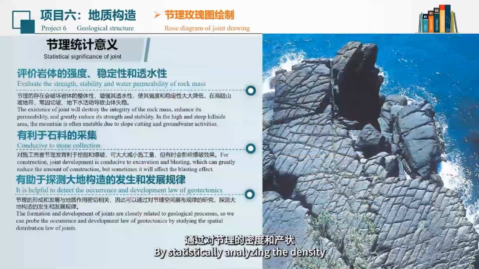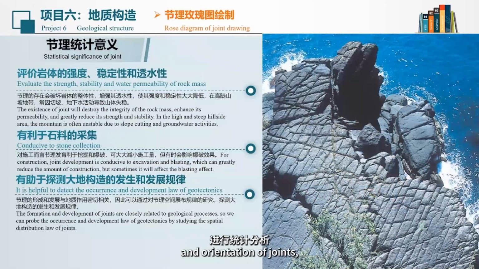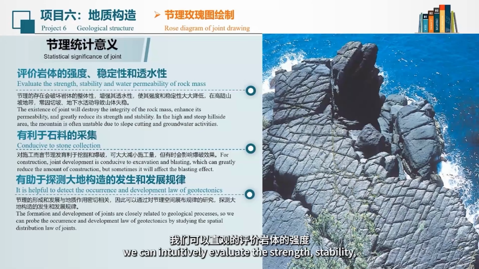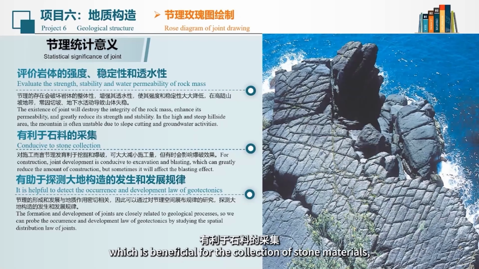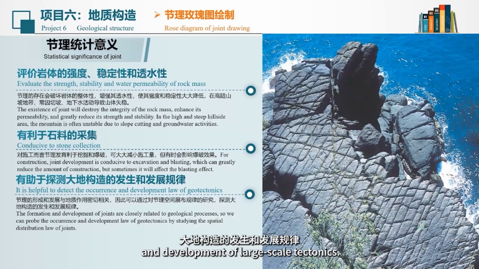By statistically analyzing the density and orientation of joints, we can intuitively evaluate the strength, stability, and permeability of the rock mass, which is beneficial for the collection of stone materials and helps us explore the laws governing the occurrence and development of large-scale tectonics.